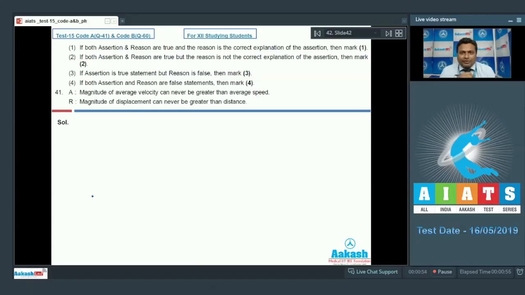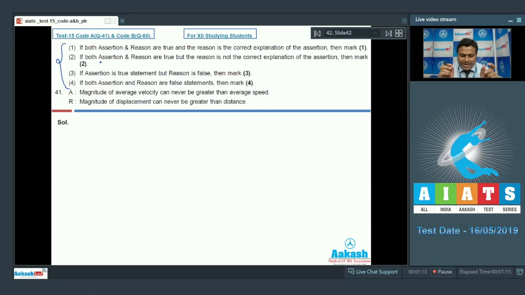So here is question number 41 everyone, and as we can see, now onwards the questions are of assertion reason type. The options are option number 1, both assertion and reason are true, and the reason is the correct explanation of assertion, then we have to mark option number 1.